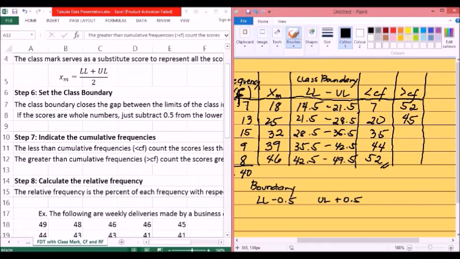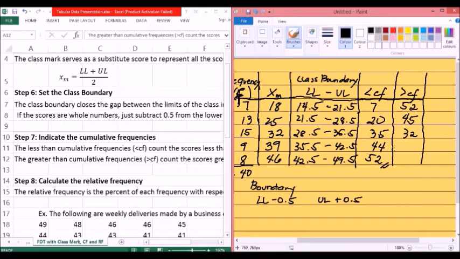Or pwedeng 52 minus 7 na lang. Then, for the next one, ilang scores daw ang greater than 28.5? So, that one will be 15 plus 9 plus 8. Okay? So, 15 plus 9 plus 8 is 32. Ayan, sige, lagay natin dito yung 32. Or, kung gusto nyo, pwedeng 45 na lang. Itong 45 na to, minus 13. So, 45 minus 13. So, 32.